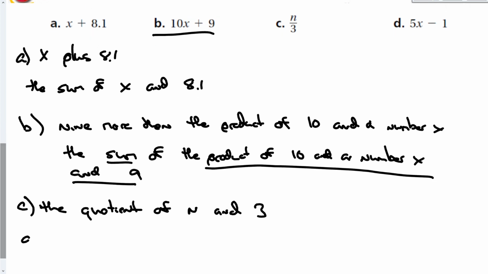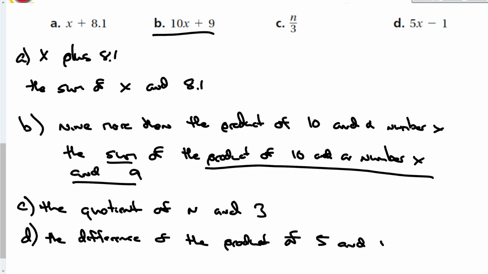And the last one, D, is going to be, again, two things going on there, so we have to be very careful in the way we say it. And we can easily say 5 times x minus 1, but we want to be a little bit more clear, and so we can say the difference of the product of 5 and x and 1. That can be a little confusing though, since we got so much going on there.